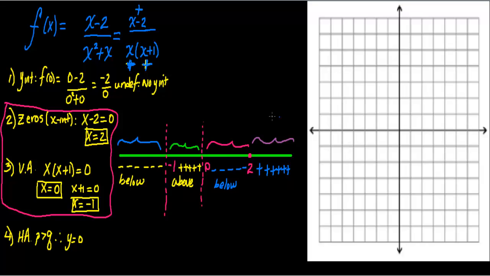Now I'm going to go to my graph and start at number 1. We said there's no y-intercept. Number 2, I'm going to plot my 0. My 0 is right here at x equal to 2.